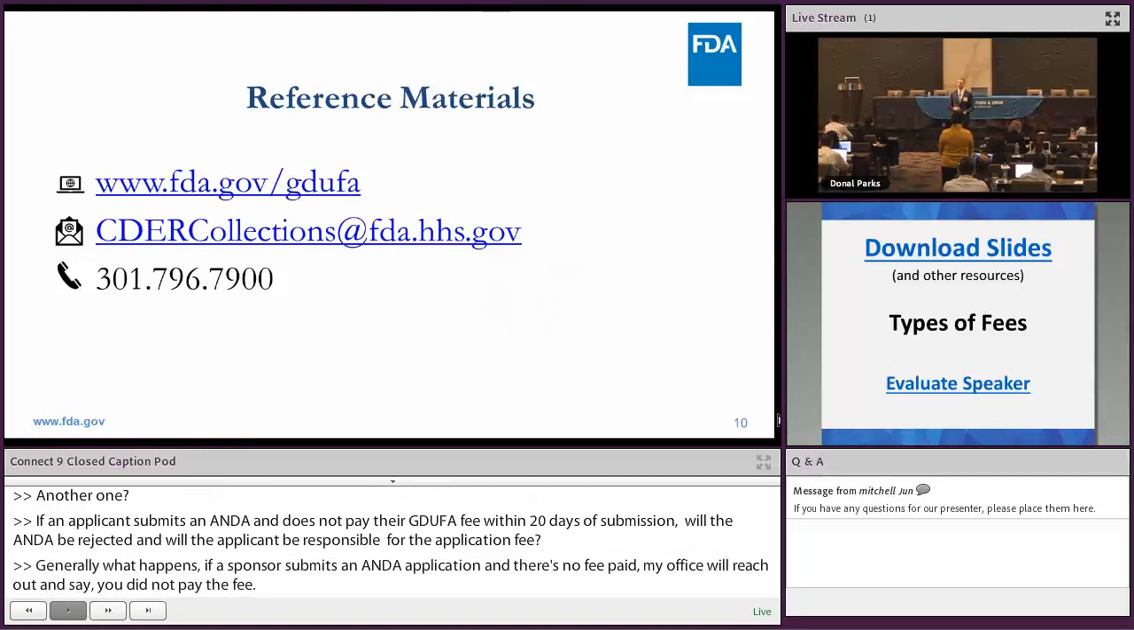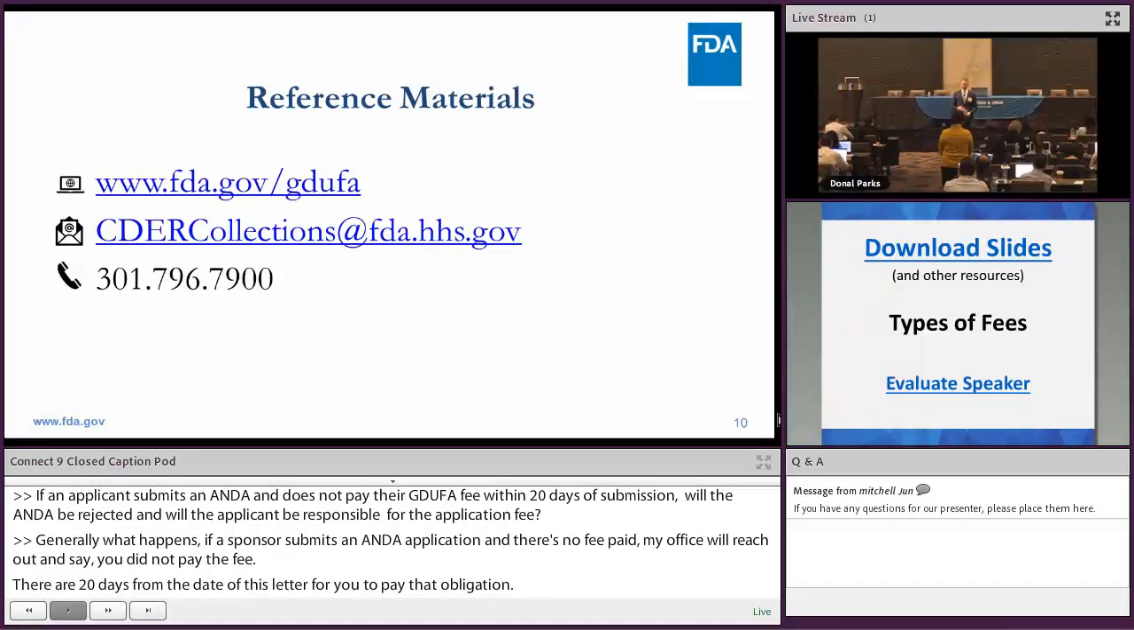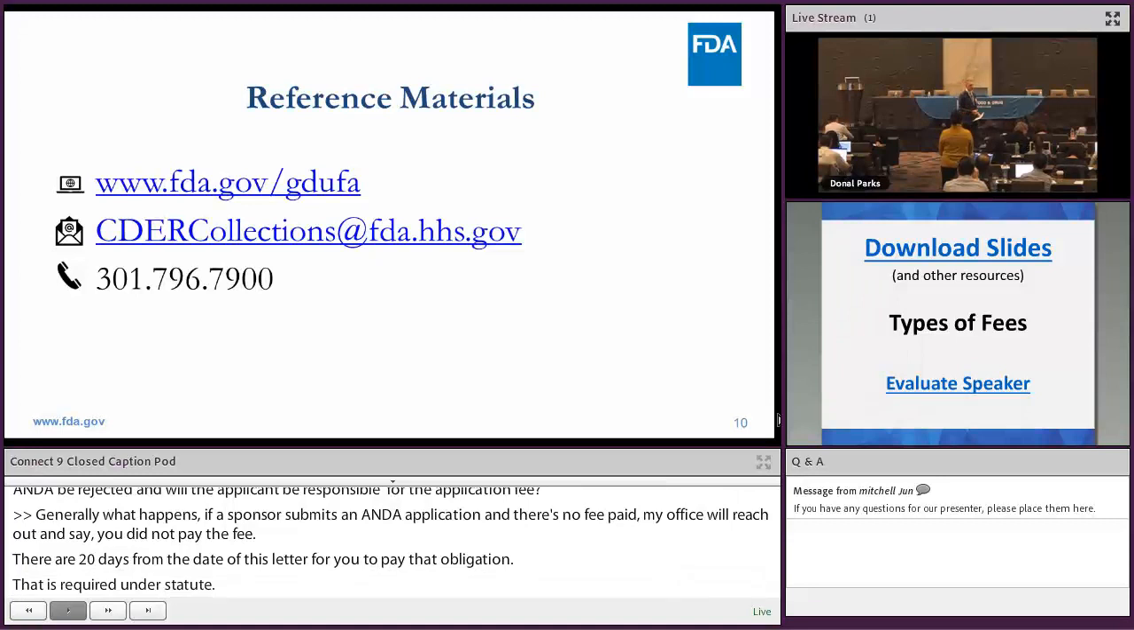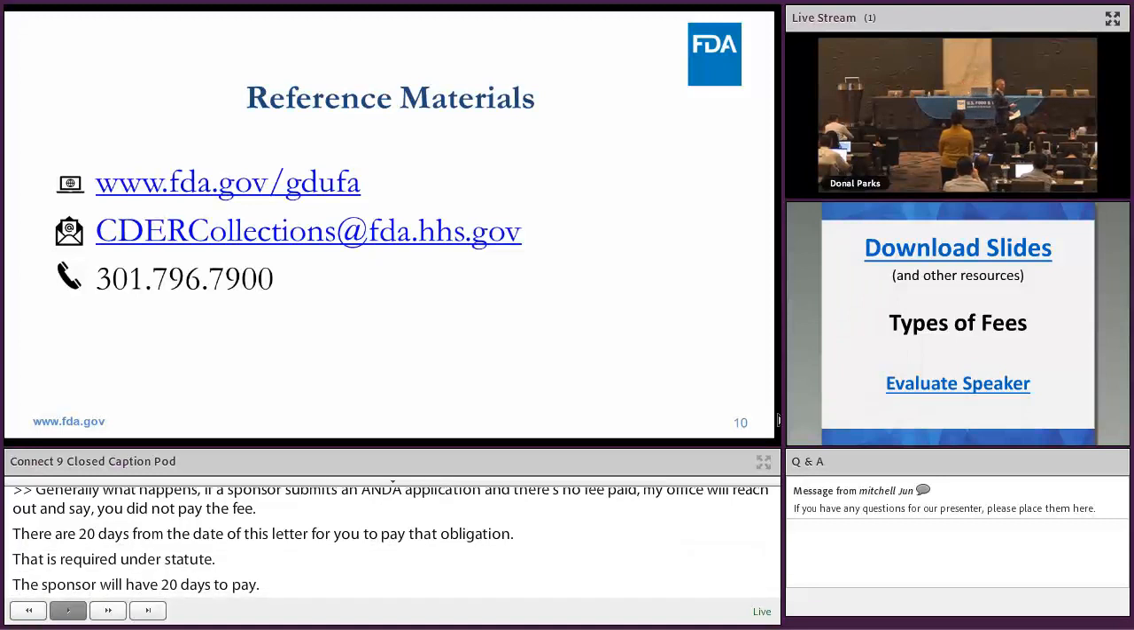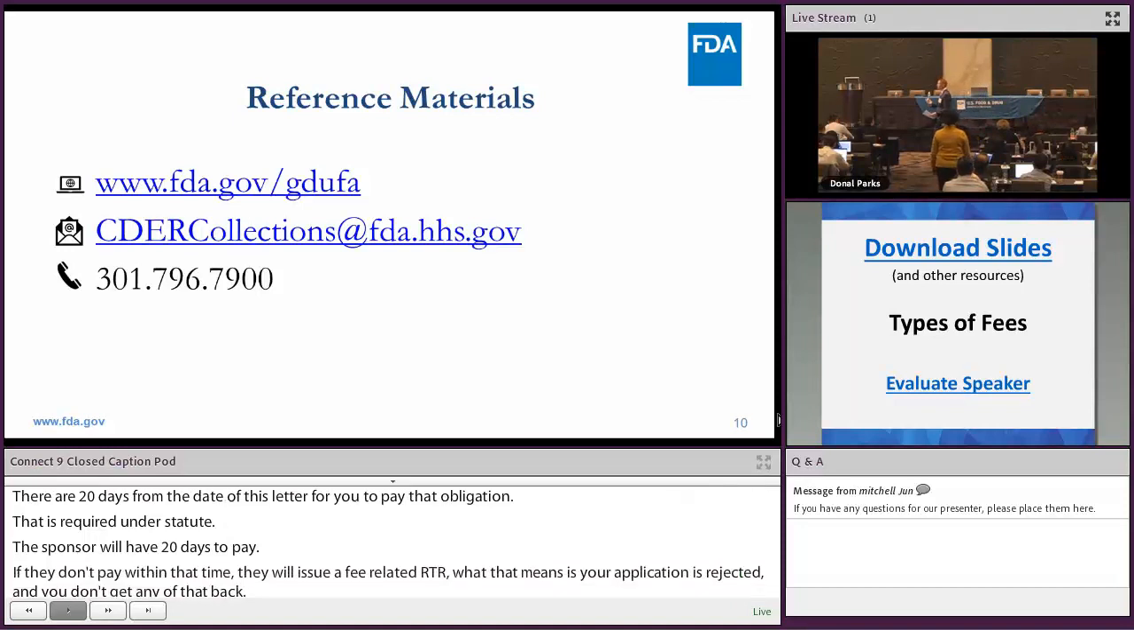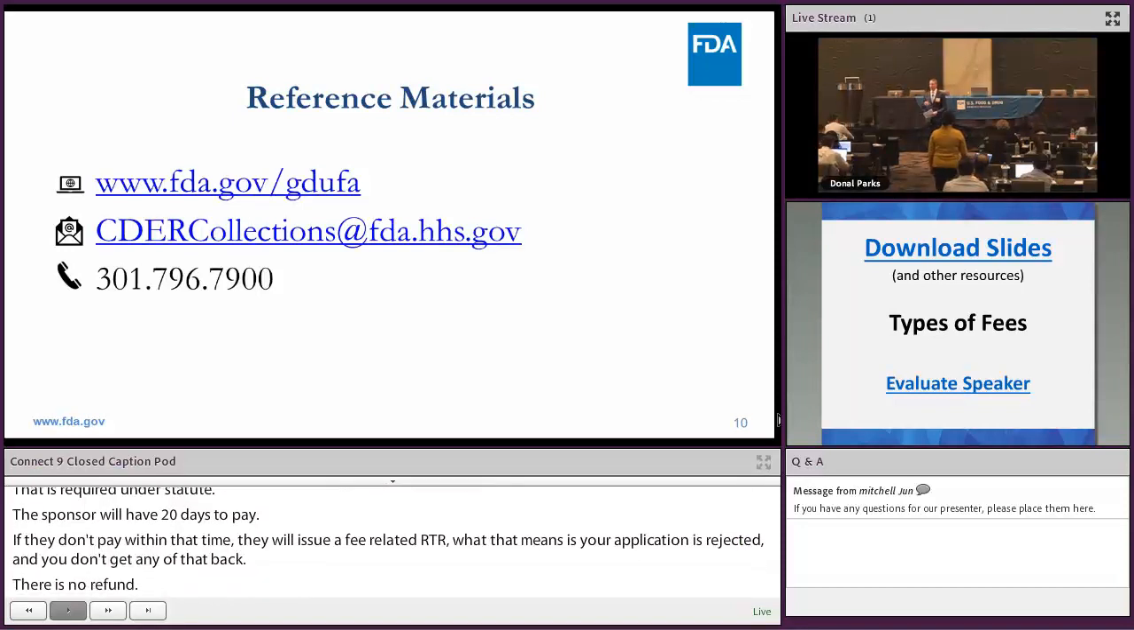If they don't pay within that time, we will issue a fee-related RTR, refuse to receive. What that means is your application is rejected and you don't get any of that back. There's no refund. If it's an RTR for scientific reasons after it's filed, or even during the filing process, but after it makes it past my office, you do get a percentage of that back. But if it's a fee-related RTR, you don't get any of that money back.